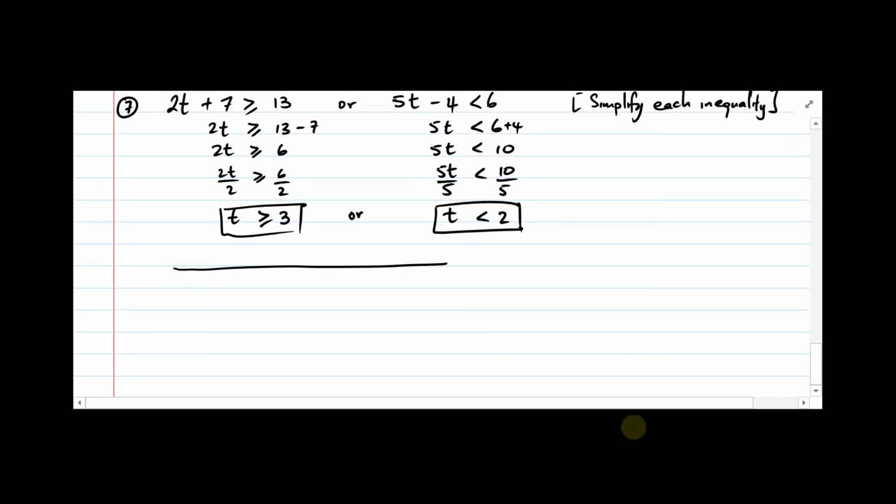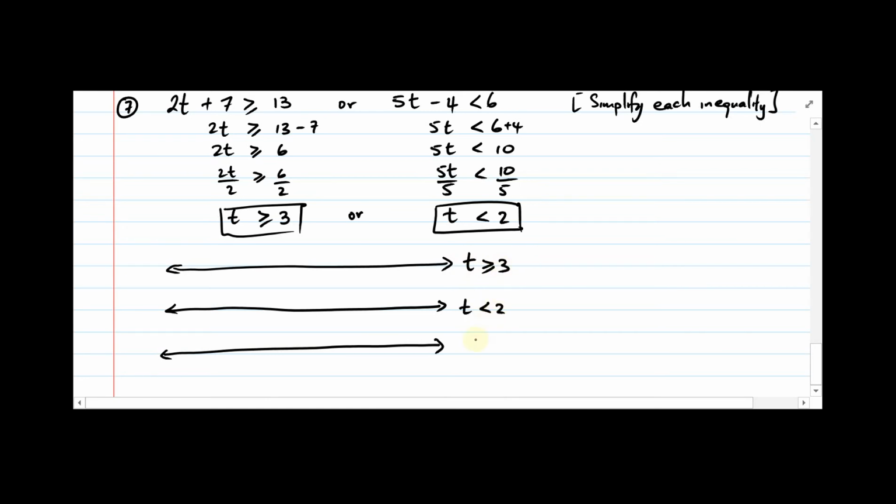So as usual, let's draw the 3 number lines. First one will represent t is greater than 3, t is less than 2, and the last one will be our or statement. Okay, everything is on the right side of 0. So let's put those numbers in.